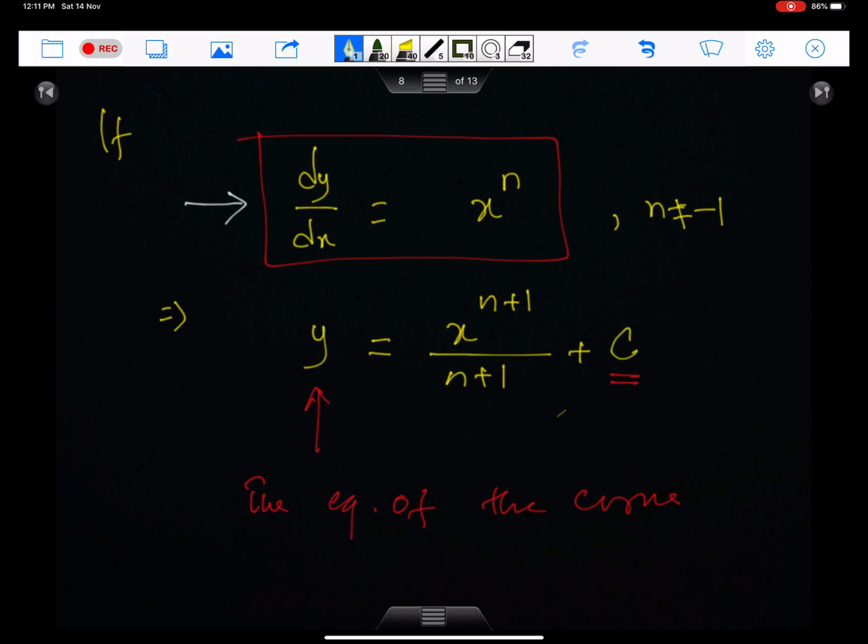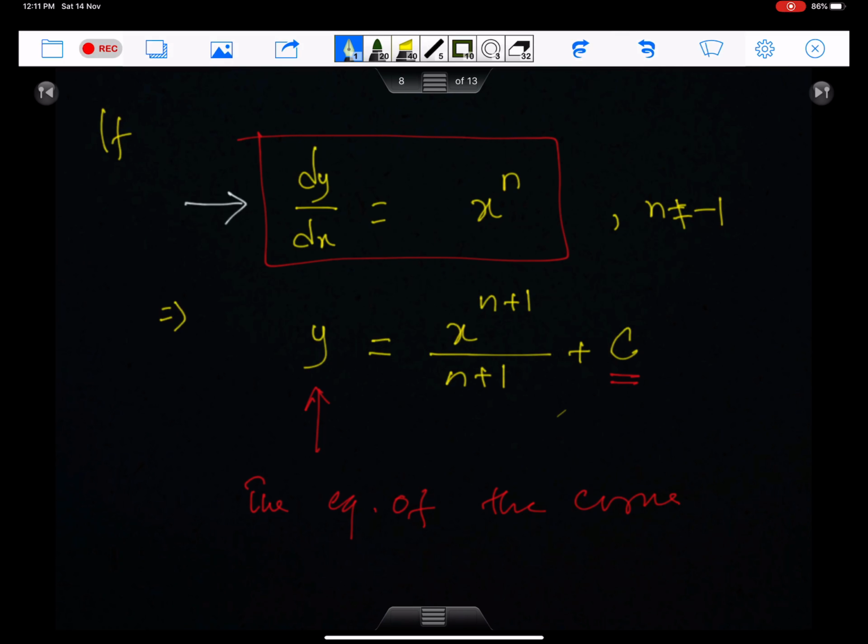Well, this is the gradient of the tangent to the curve. So by integrating this gradient, we can get y, and y is known as the equation of the curve. Well, this equation is in the form of c, they will give you some points, a point or few points to get the value of C. This is the generalized form, therefore I left this question here. So when we integrate gradient, we get equation of curve. This is very important.